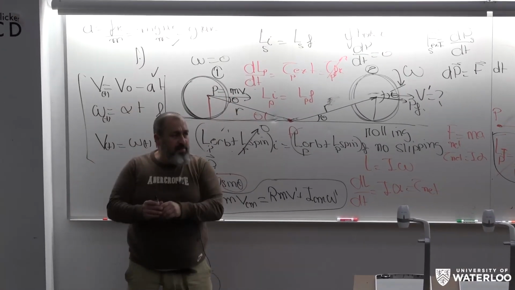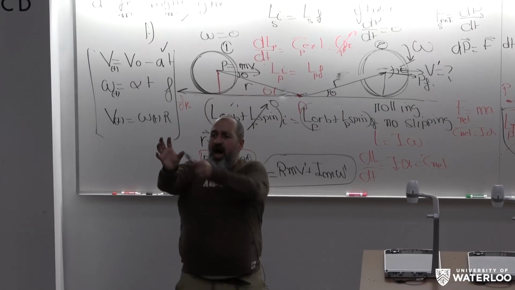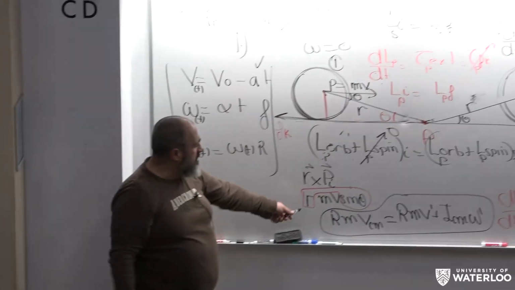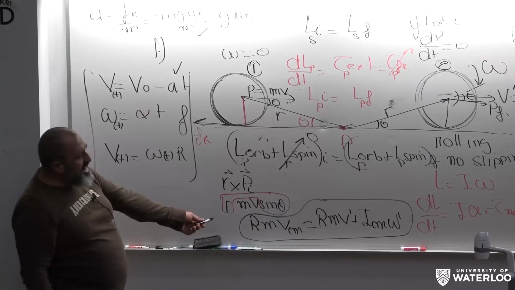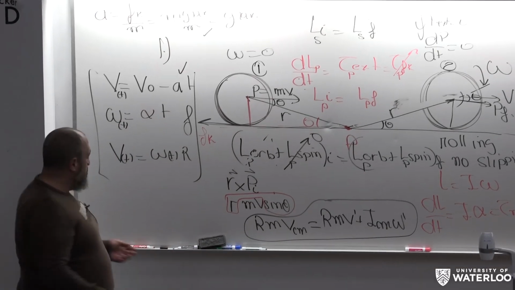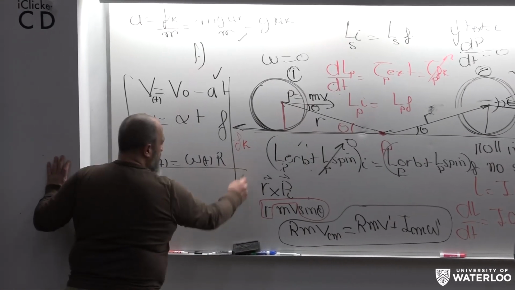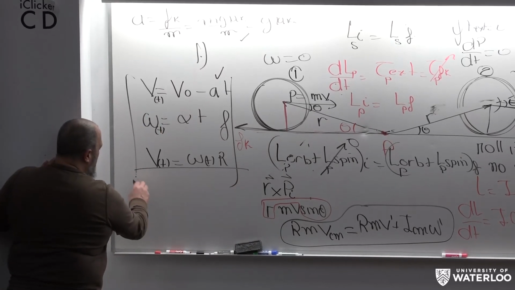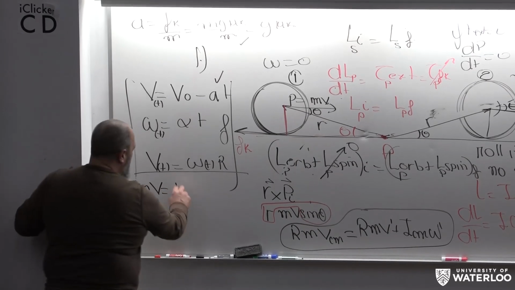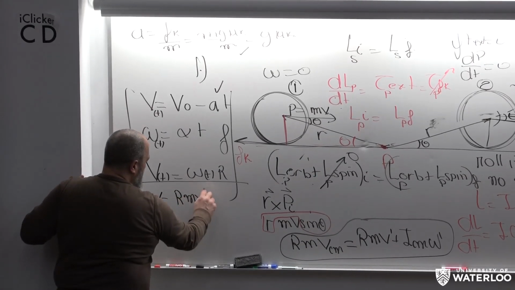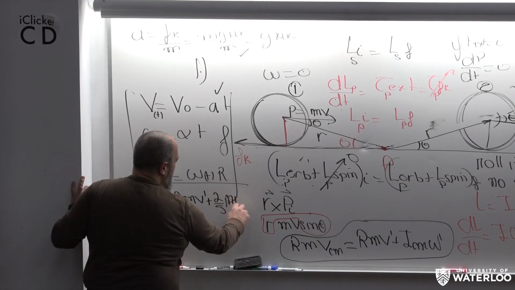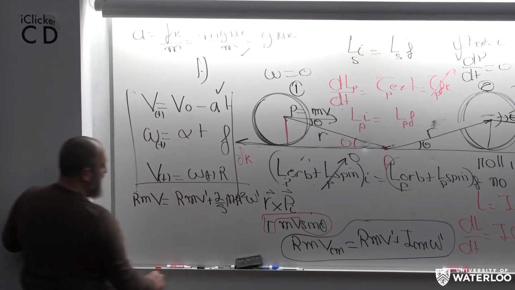Okay? So remember, if you have an object going around, R cross P gives you orbital, and then you have spin. In this case, the spin is 0, orbital is not. So how do you finally do this solution then? You say, well, guys, pretty easy, right? Because now, over here, R mv initial equals R mv prime plus, what is ICM for a sphere? 2/5 mr squared omega prime, right?